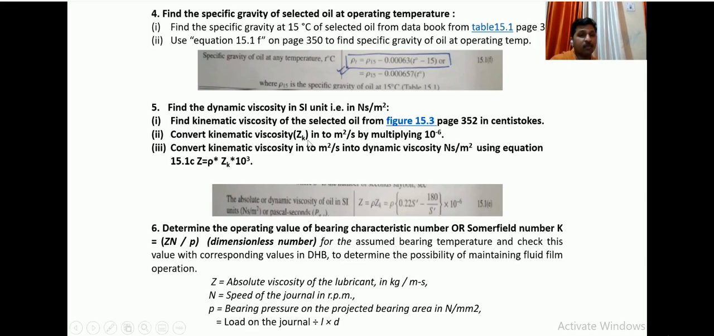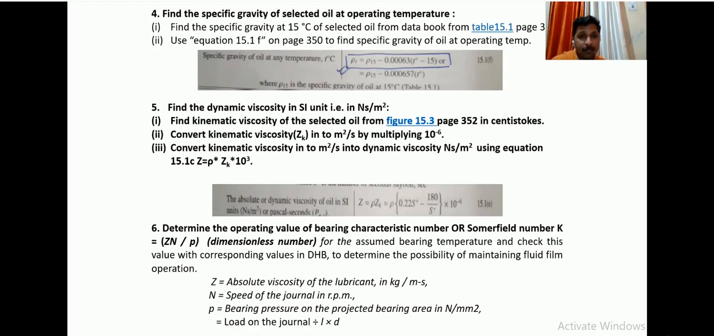The next step is to find the viscosity, the dynamic viscosity of the oil. So to find the dynamic viscosity of oil, we will find it in 3 steps. And what are those 3 steps?